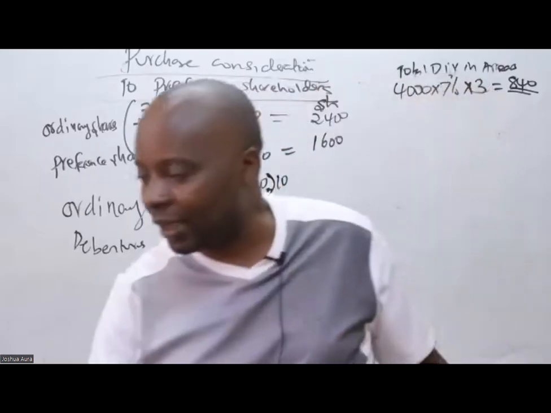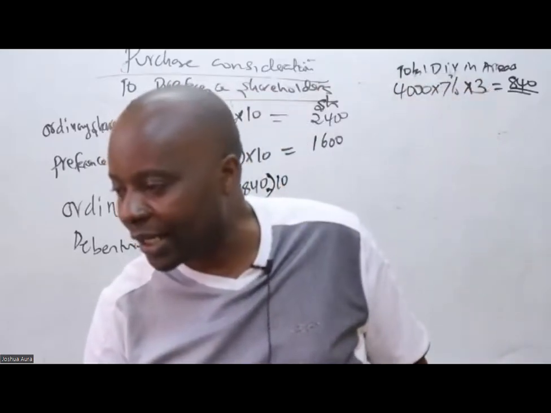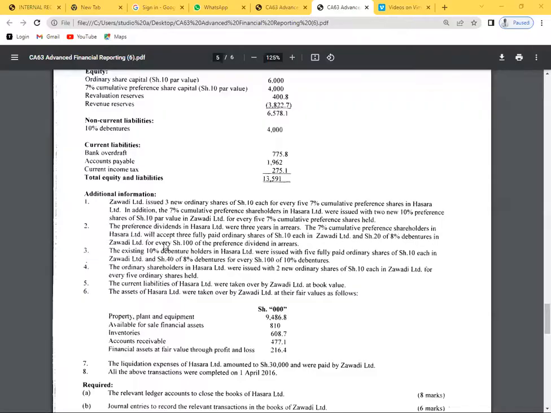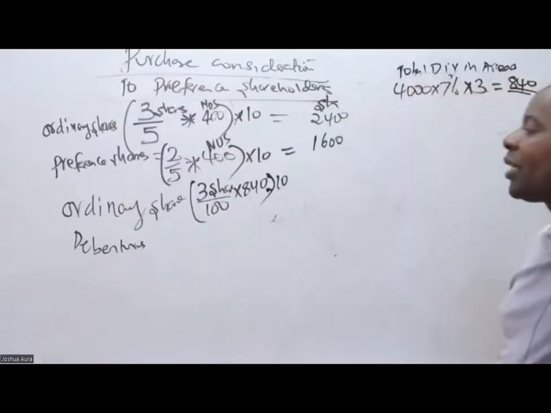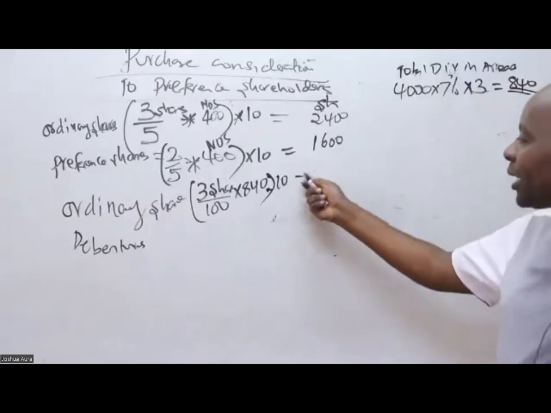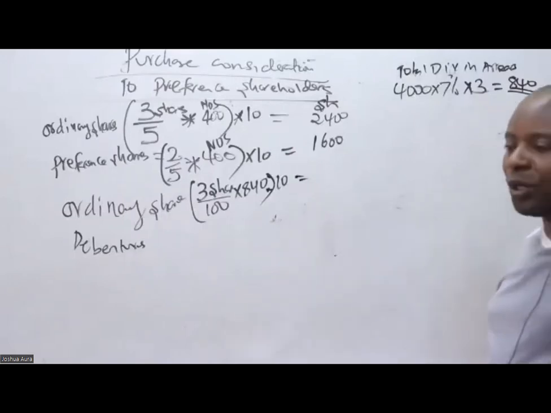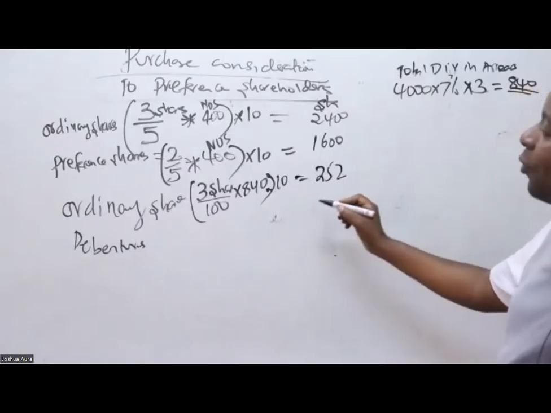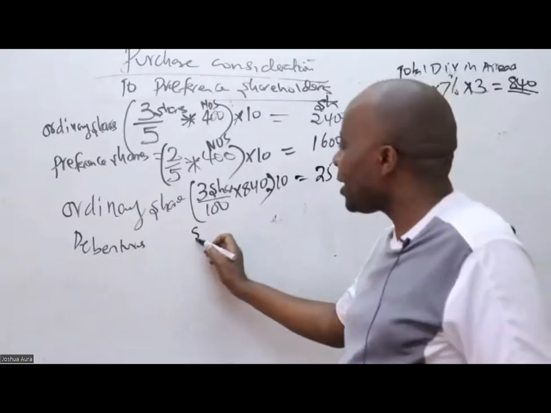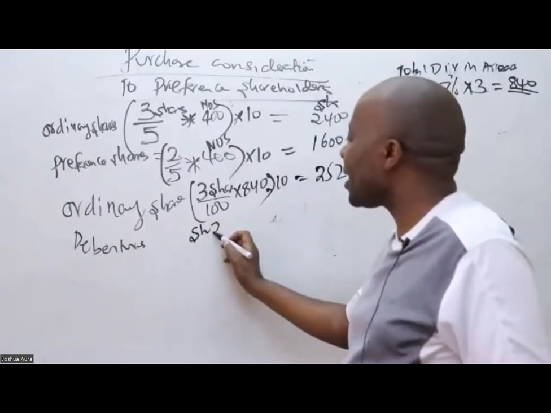In this 7%, they have told us: the 7% cumulative preference shareholders will accept 3 fully paid ordinary shares of shillings 10 each. So could you kindly give me this amount? Please give me this amount. So this one here will amount to what, somebody? 252.